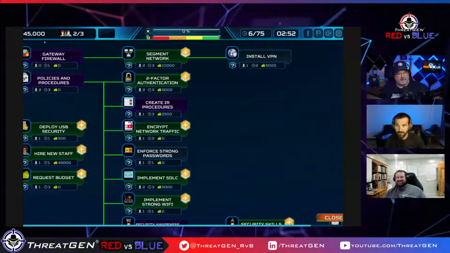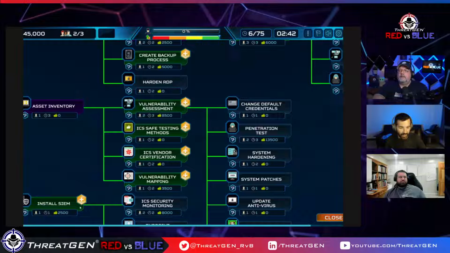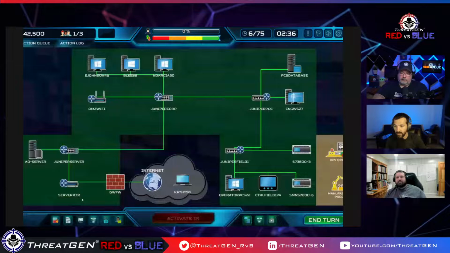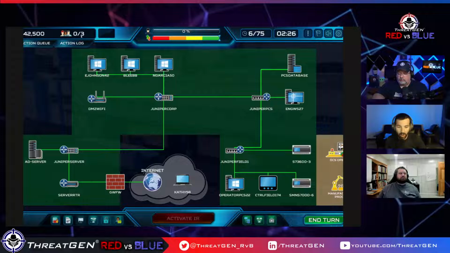So we have two people, $45,000. ICS safe testing method only takes one person, and the SIM takes one, right? So if we do ICS safe testing and SIM, that would be our two highest things per our calculations, right? That is correct. Cool. All right. Well, let's roll on that. All right, let's see. ICS safe testing methods. Boom. All right, so we've got all of our resources allocated. We still got $42,000, so we're sitting pretty.